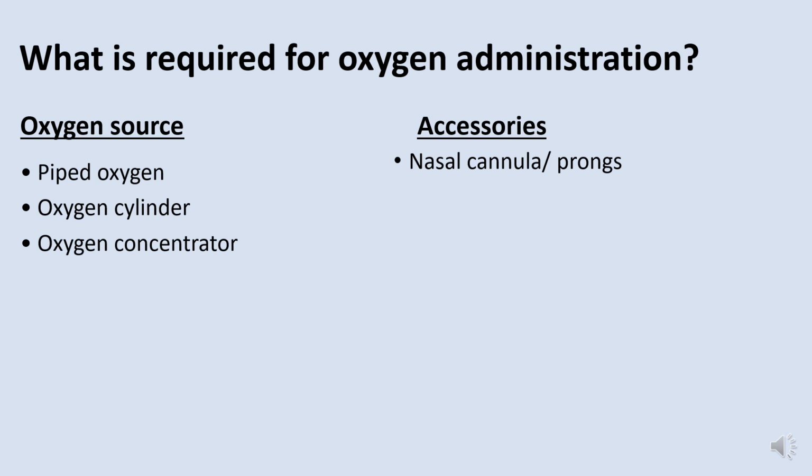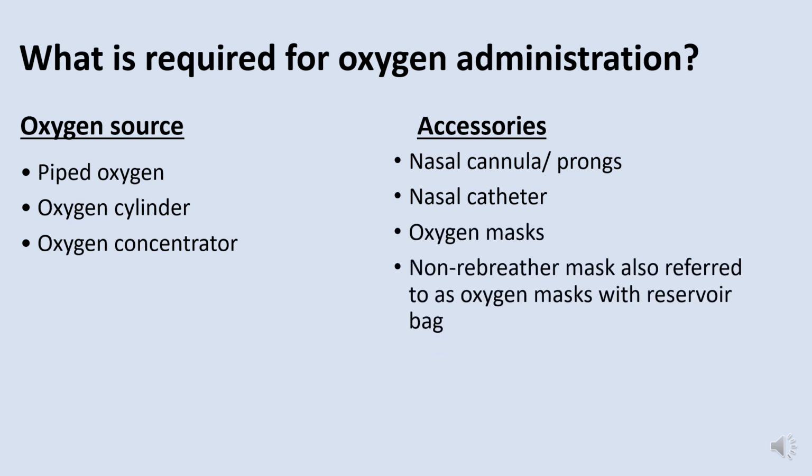The accessories that you may need include a nasal cannula, also known as a nasal prong, nasal catheters, oxygen masks, and then we have the non-rebreather masks, also commonly referred to as oxygen mask with a reservoir bag or a non-rebreather bag. All those words or statements will usually mean the same thing. So these are some of the things that you will require. If you're going to be working in a hospital setting, maybe you're setting up a pediatric unit, you're going to require all these things in order to support children when they require oxygen. And then, of course, you require a reservoir tubing.